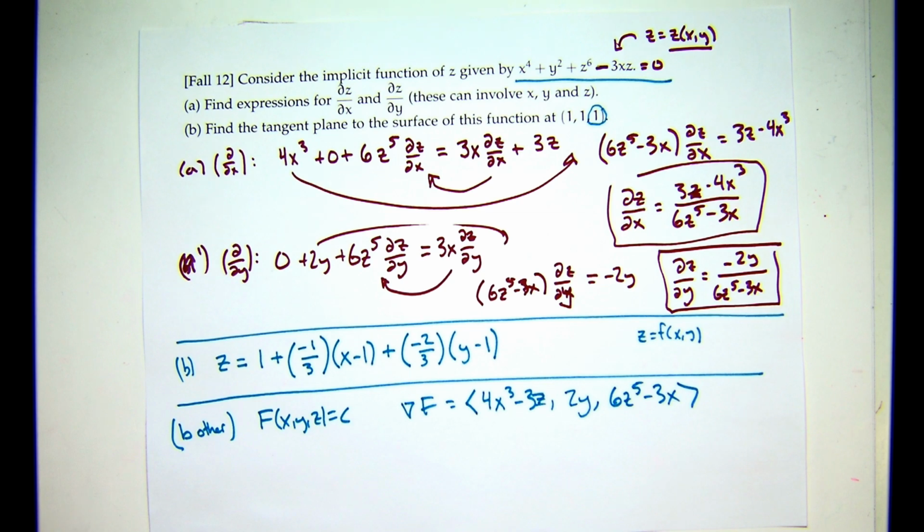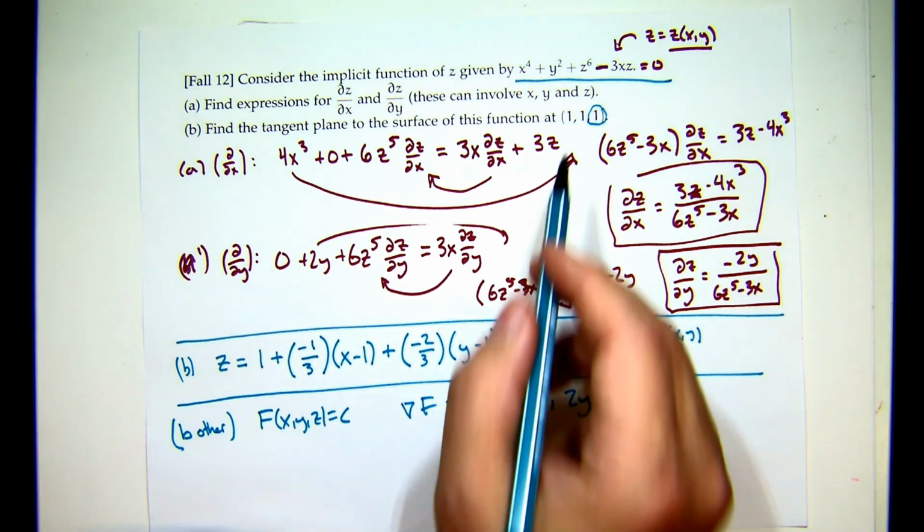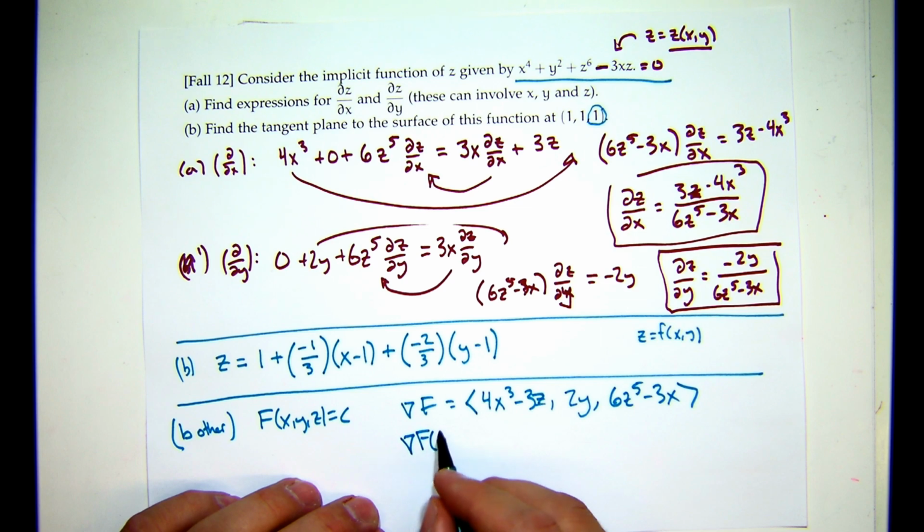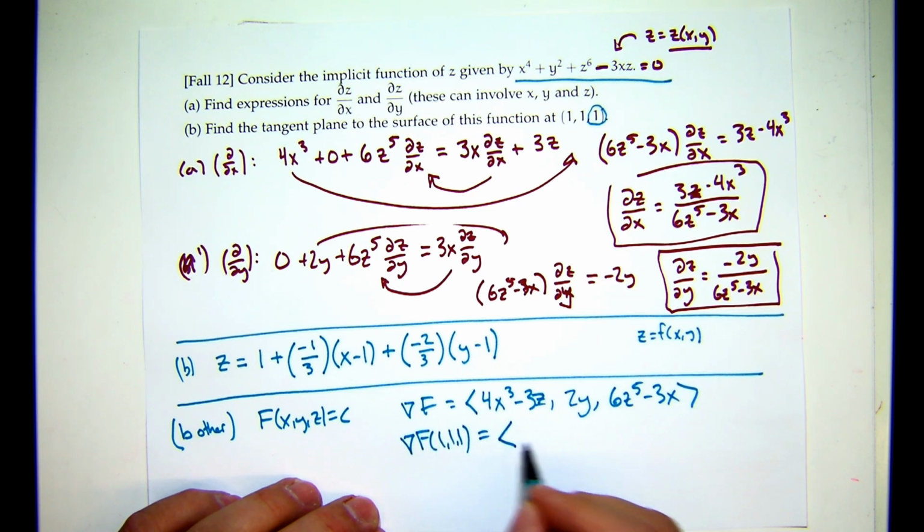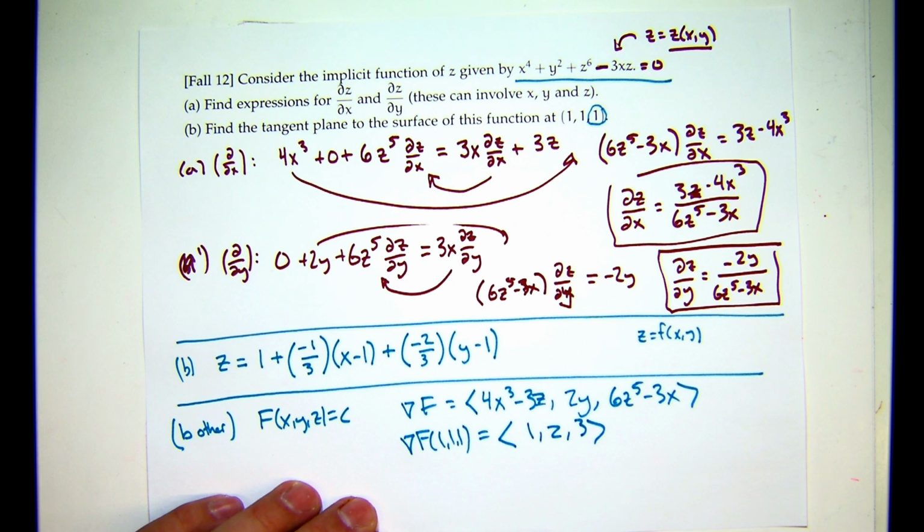Now, what do we do with this gradient? Evaluate it at the point 1, 1, 1. Gradient f of 1, 1, 1 is 1, 2, 3. Nice numbers. We like those numbers. That is our normal vector. So this is going to become x plus 2y plus 3z equals something. What is the something? Yeah, it's the point 1, 1, 1 into here. 1, 1, 1 into this gives me 6.